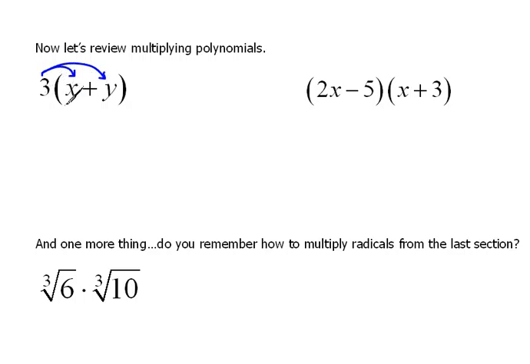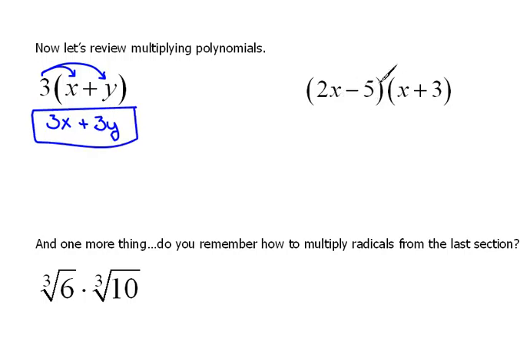So we would have 3 times x, which would be 3x. And then we would have to say 3 times a positive y is a positive 3y. And then after we have distributed, our last step is always to see if we can combine any like terms. In this case, there are no like terms, so our answer would just be 3x plus 3y.